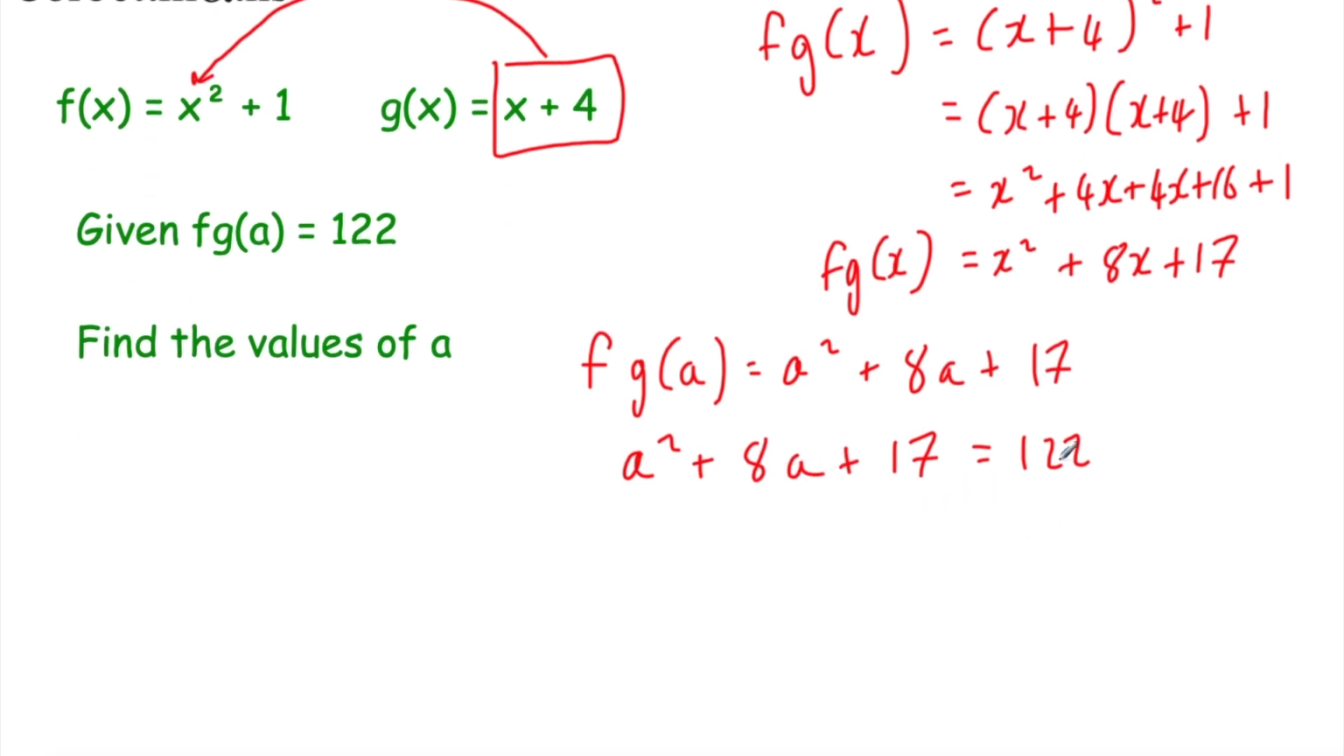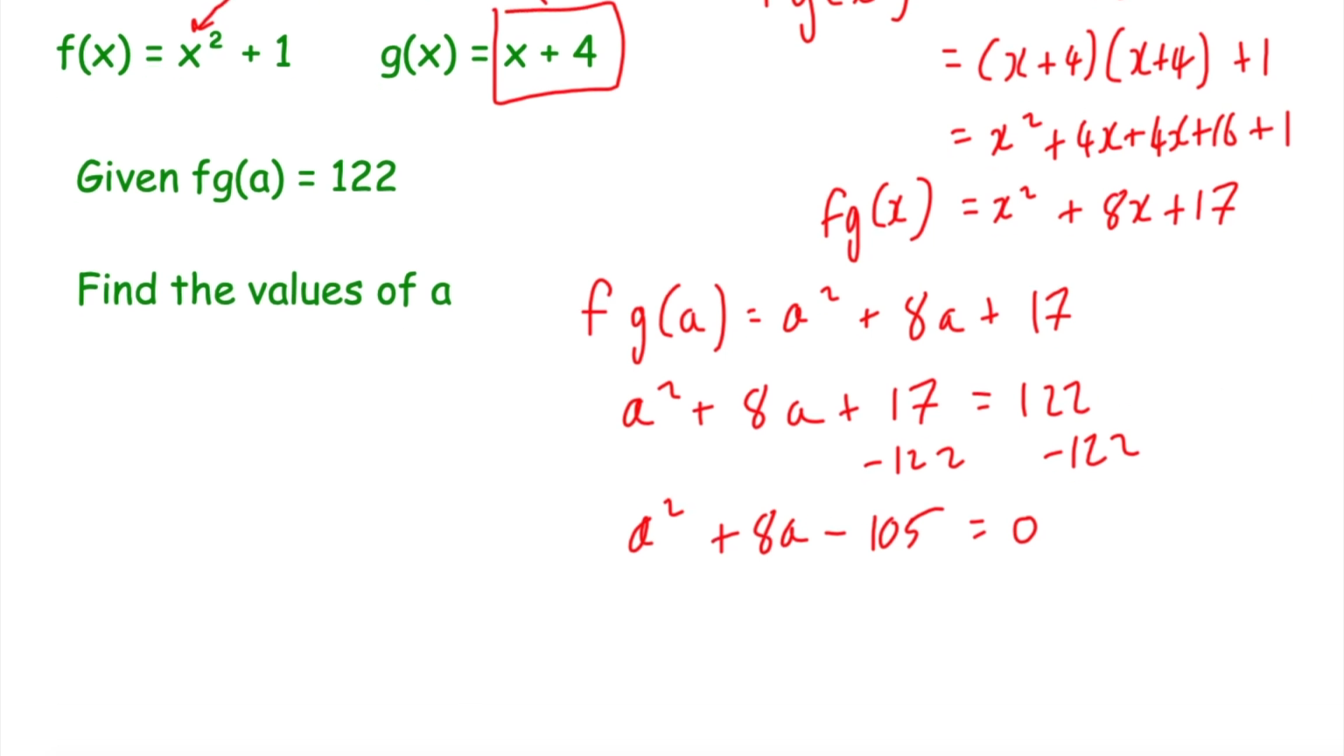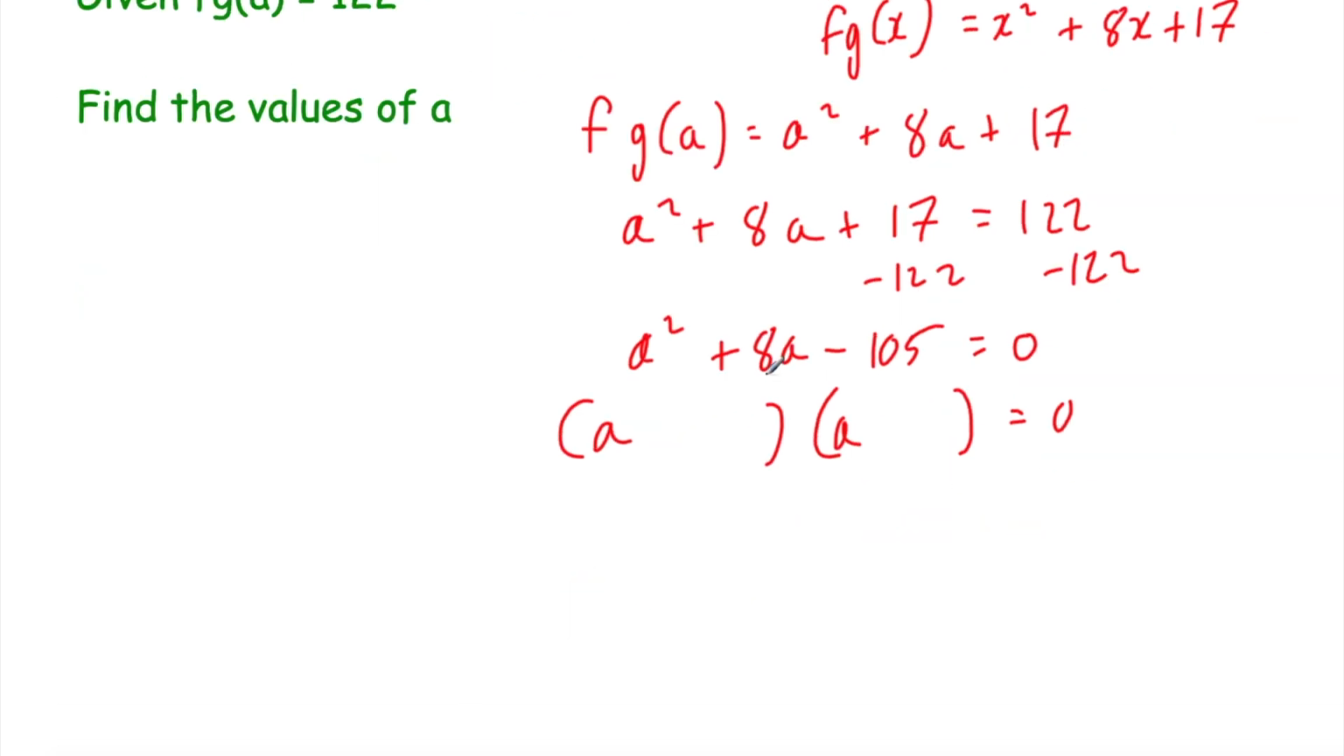So let's take away 122 from both sides, and we get a squared plus 8a minus 105 is equal to 0. Now we just need to hopefully factorize this and solve it. I'm thinking that's going to be 15 and minus 7, because 15 times minus 7 is equal to minus 105, and minus 7 plus 15 is 8. So that means a is equal to minus 15, or a is equal to 7.